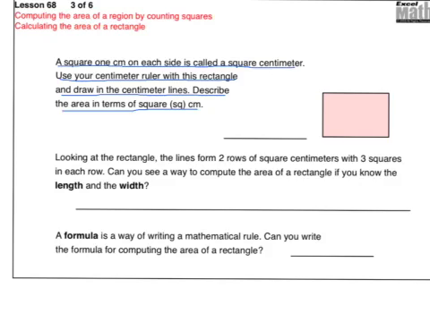Alright, so you should have a ruler now. If you don't have a ruler yet, pause the video. You need to have a ruler to do this. So when you put your ruler on the centimeter side, not on the inches side, and you measure across here, you should notice that this is 3 centimeters probably across there.